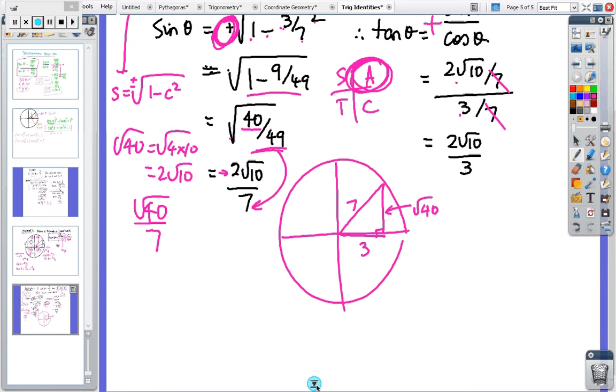But using method 2, which is just to draw a triangle, we're in the first quadrant because it's 0 to 90. Cos was 3/7, so the adjacent is 3 and the hypotenuse is 7 of the unit circle, which is not a unit, but that's okay. And then just using Pythagoras, you end up with root 40, and then you can get sine and you get tan to be the same answers.